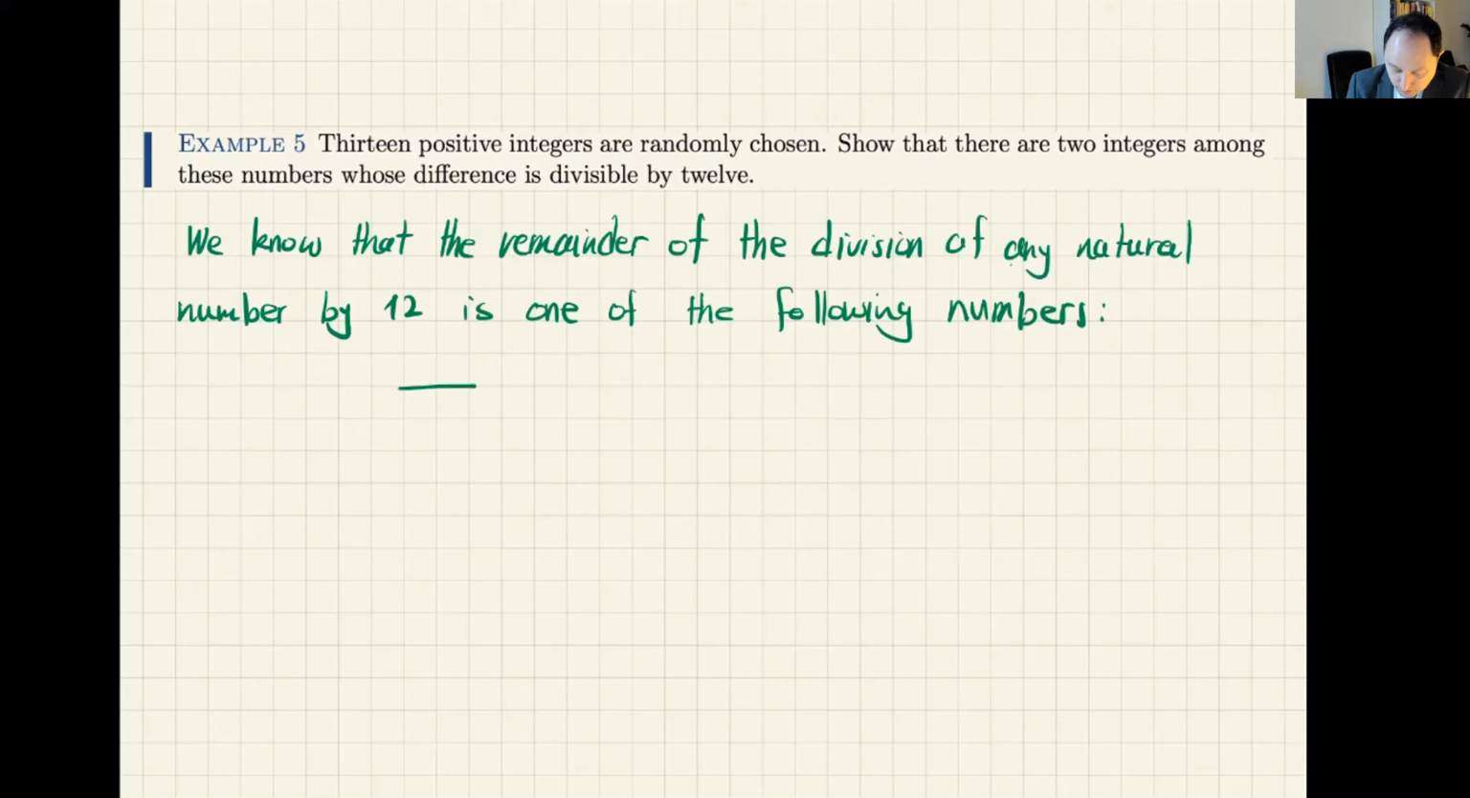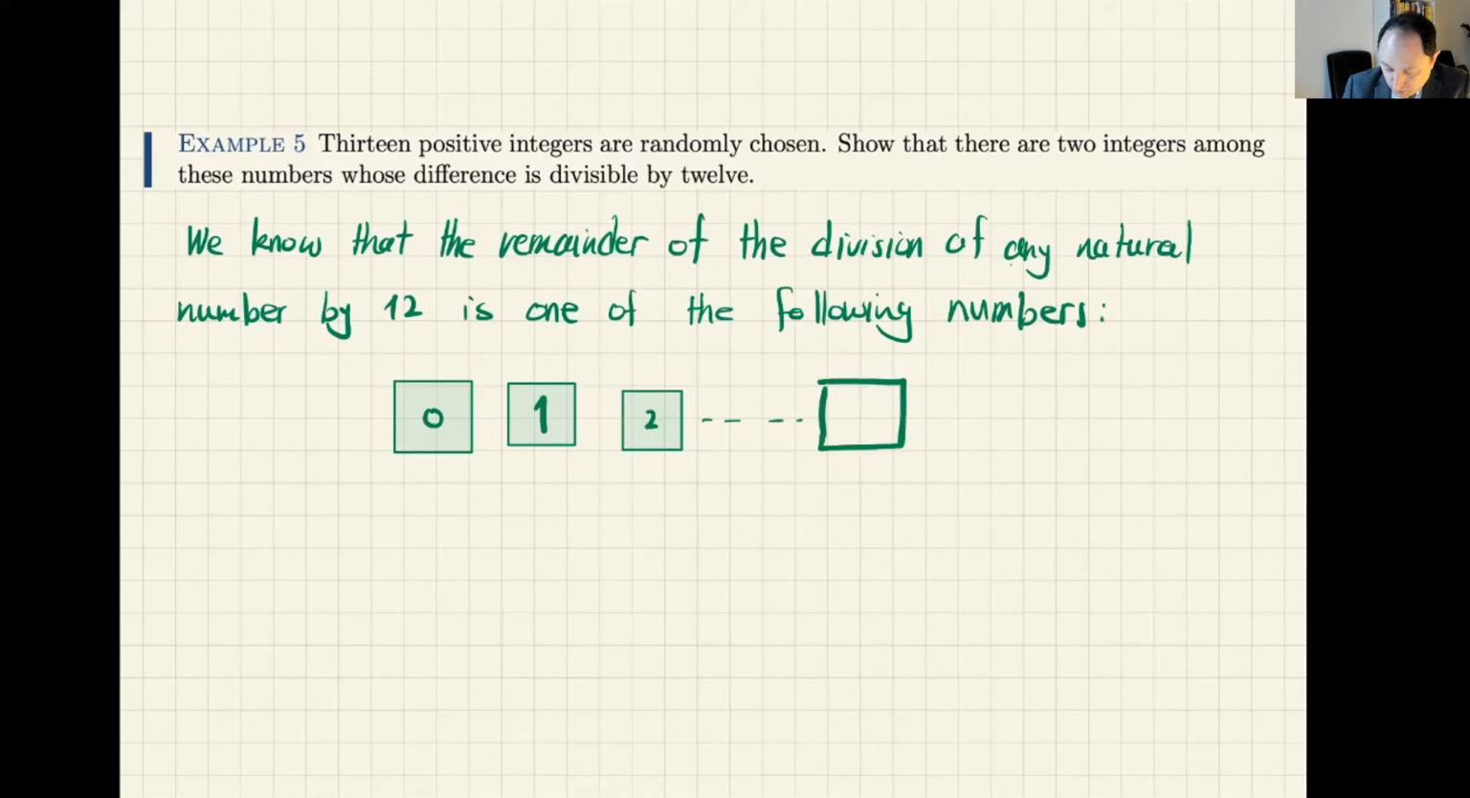So let me write this again. 0 here, the next number might be 1, the next number is 2, and then I continue. What is the last possibility when I divide the number by 12? The remainders that I might get are 0, 1, 2, up to 11, yes? And if I ask you how many possibilities I have, you would say 12 pigeonholes, yes?